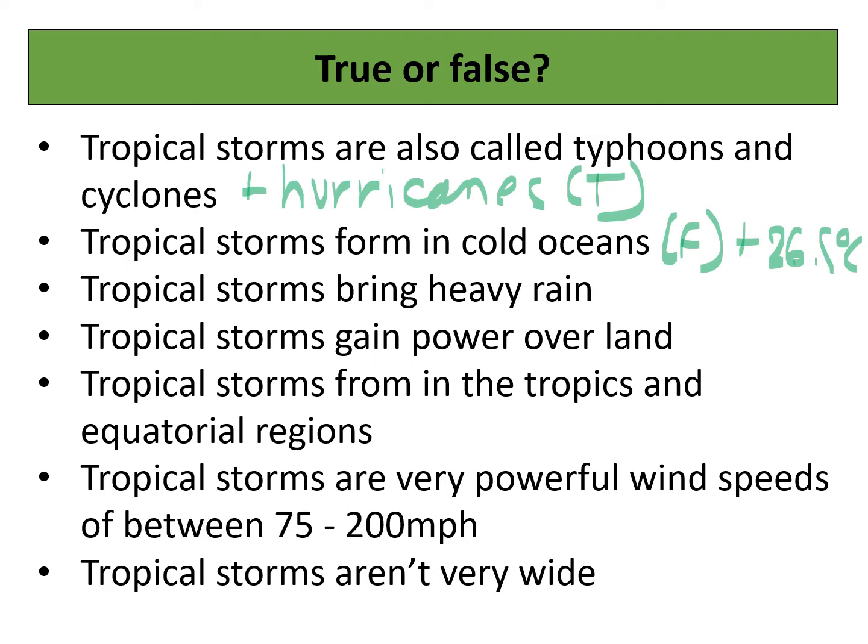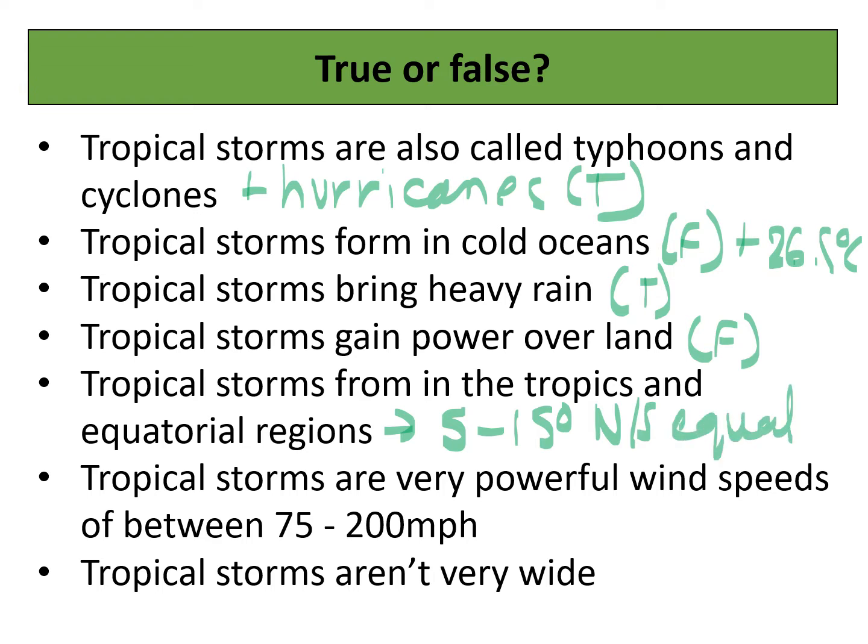Tropical storms bring heavy rain. True, and that's through the cumulonimbus clouds. Tropical storms gain power over land. That's false. They actually lose power because their source of energy comes from the water. Tropical storms form in the tropics and equatorial regions. You could say true or false depending on that. It's quite vague. The actual specific answer would be between 5 and 15 degrees north and south of the equator. So if you put true or false, I'm okay with that.